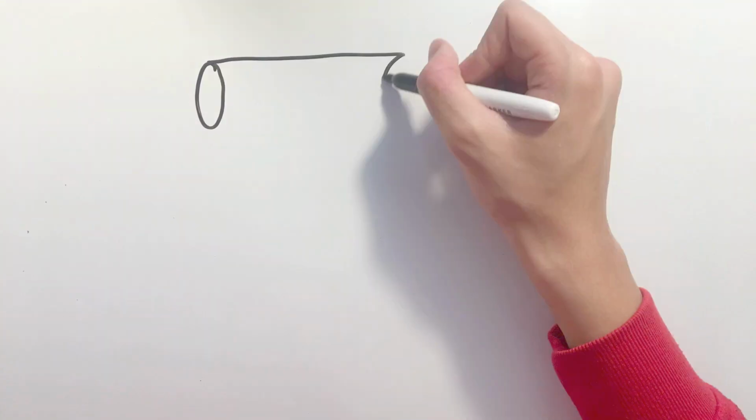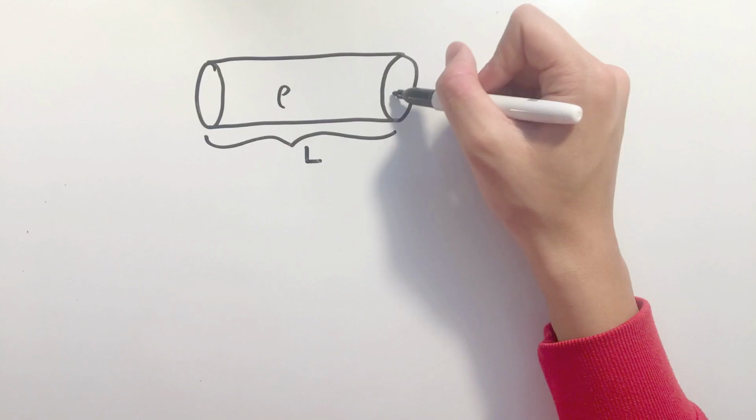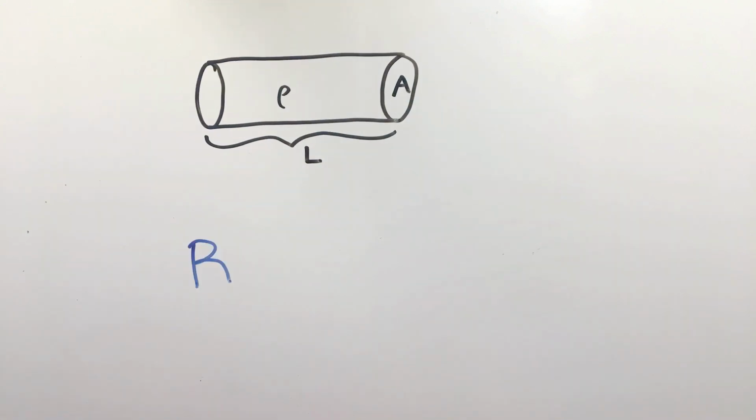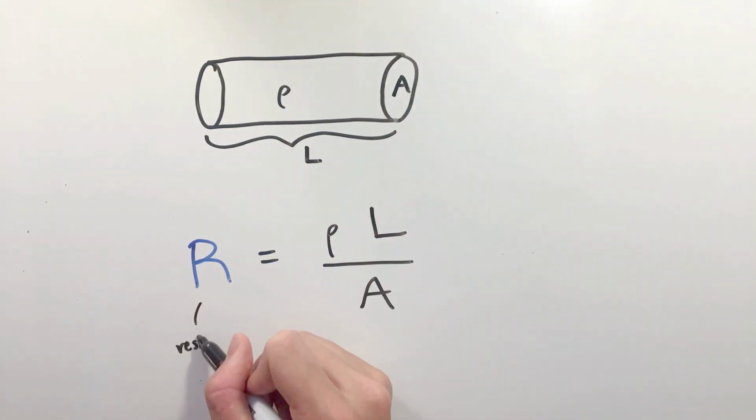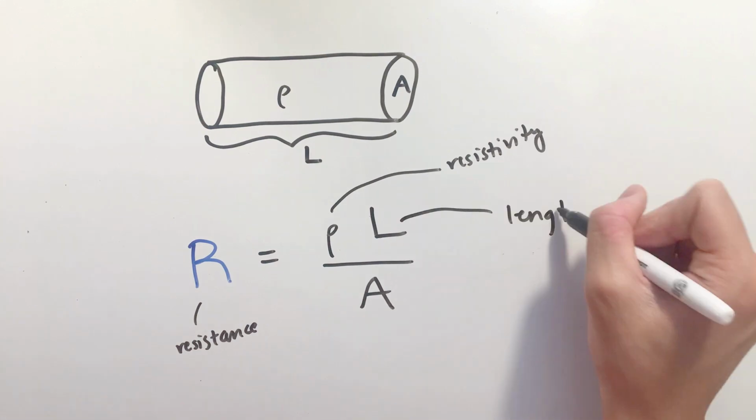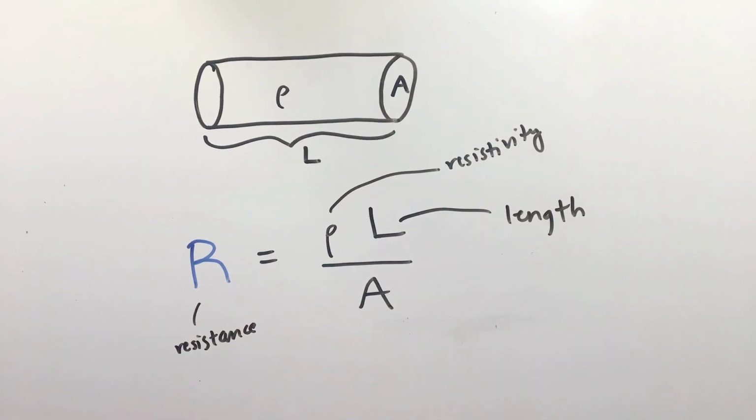Now, the equation for resistance is that resistance equals something called the resistivity of the material times its length divided by the cross-sectional area, where resistivity is a property of an object based on factors like composition and temperature. In essence, long and skinny objects have higher resistances, while short, wider objects have lower ones.